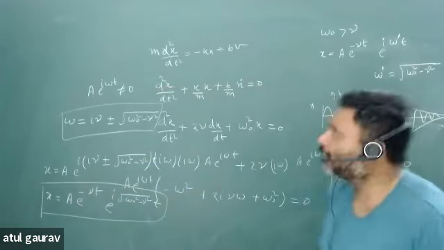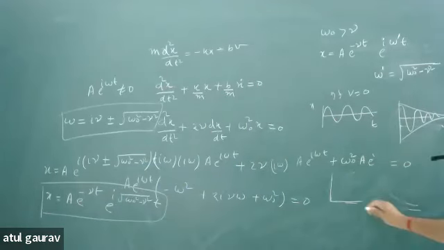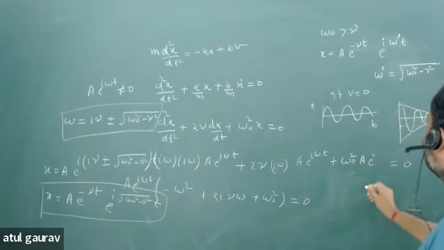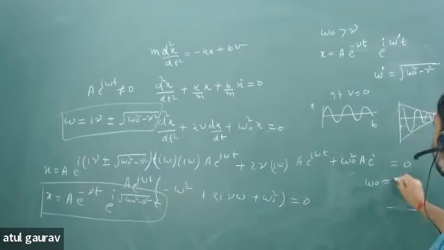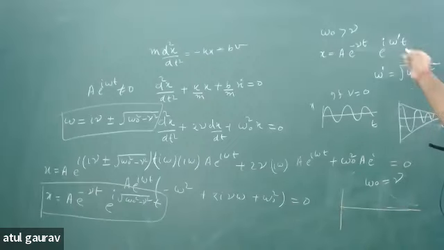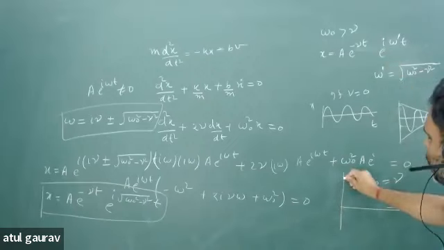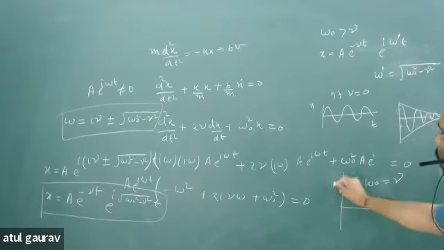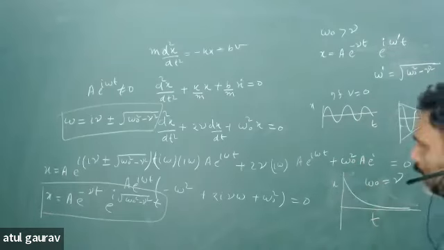Now, if omega naught is equal to gamma, this can also be a case. Yes or no? Omega naught is equal to gamma. Then what is going to happen? No oscillation. You have exactly this kind of thing, x versus t. Yes?